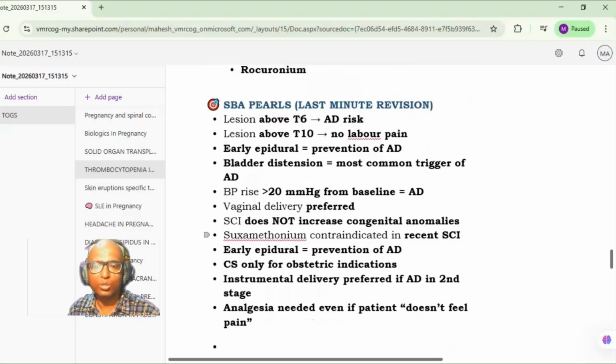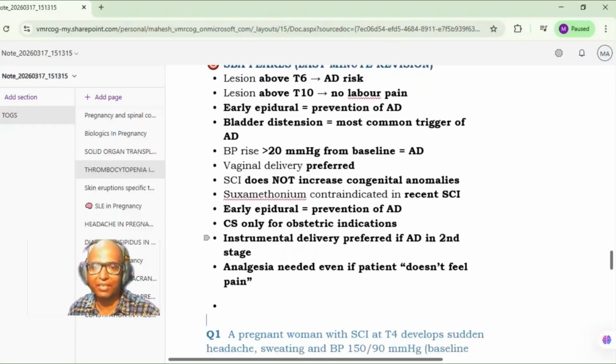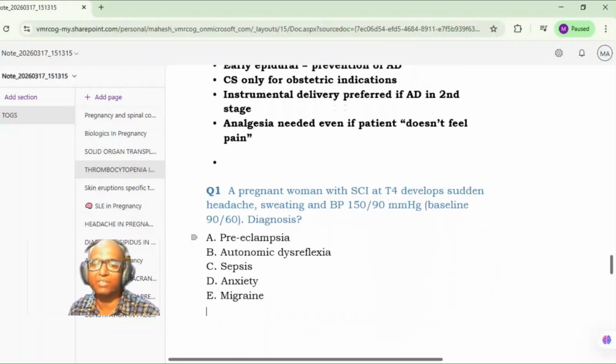A lesion above T10 means no labor pain. Early epidural will help prevent AD. Bladder distension is the most common trigger for AD. A blood pressure rise of more than 20 millimeters of mercury above the baseline is a sign of AD. Vaginal delivery is preferred. SCI does not increase congenital anomalies. Suxamethonium is contraindicated in recent SCI. Early epidural is important for prevention of AD. CS is only for obstetric indication. Instrumental delivery is preferred if AD occurs in the second stage, and analgesia is needed even if the patient doesn't feel pain. So even if the patient does not have pain, you still need to give analgesia.